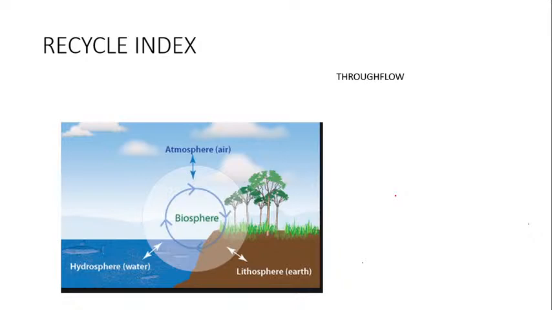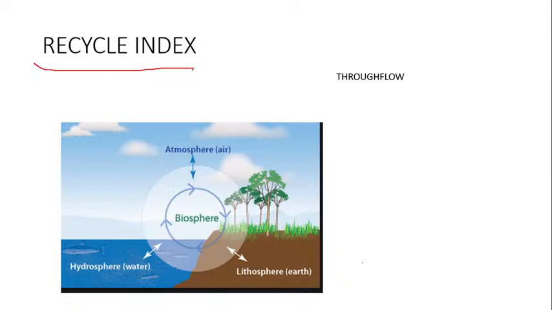Now let's see what recycle index is. I hope recycling is clear. Recycling is a general phenomenon which is found in all ecosystems for the proper functioning and cycling of nutrients. Nutrients keep cycling to maintain the correct balance. So always this recycling is important in an ecosystem. Let's see what recycle index is. Recycle index. It is a measure of the relative amount of recycling.